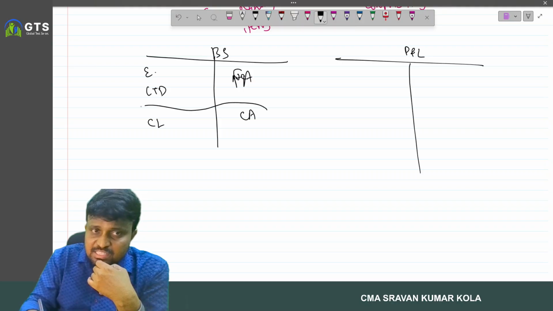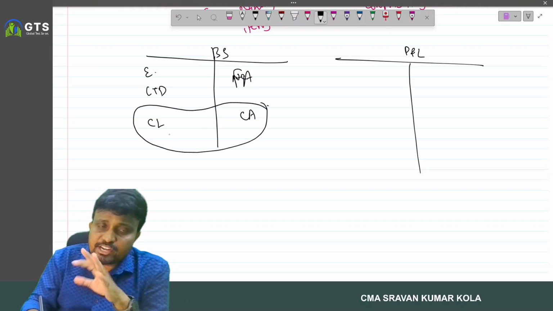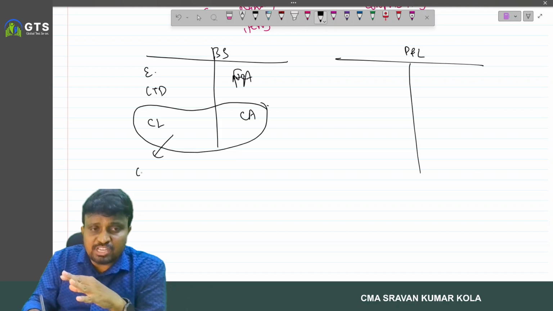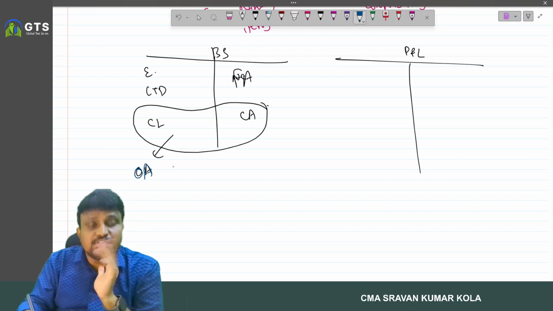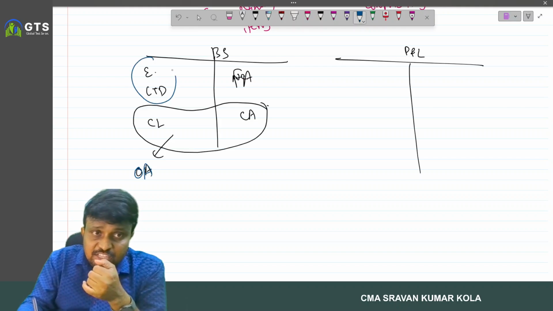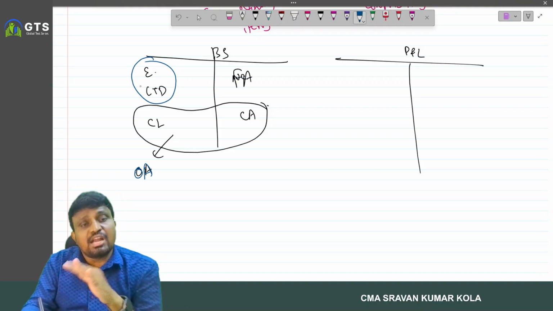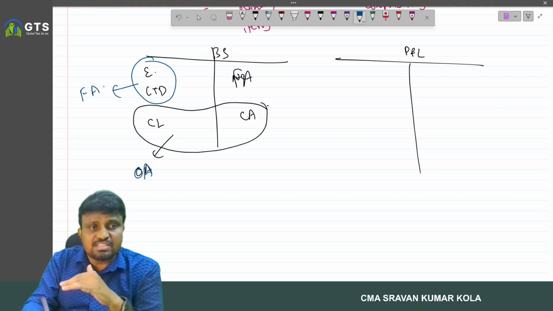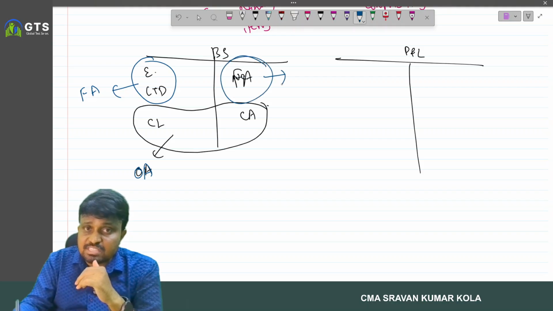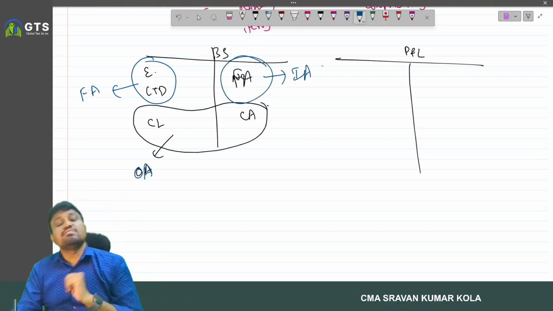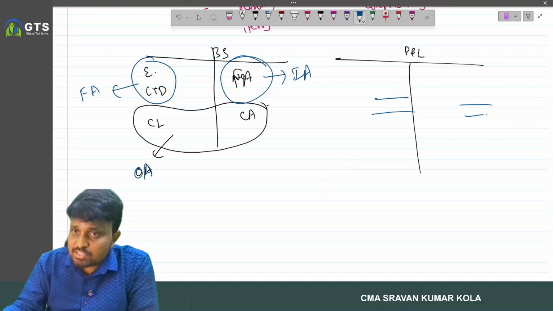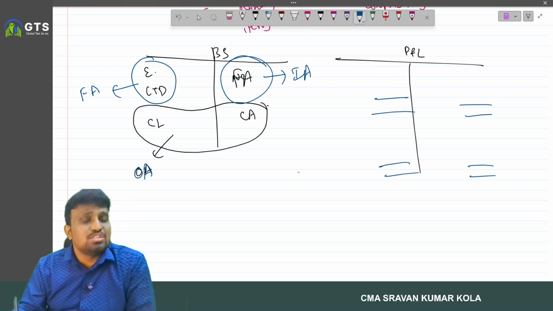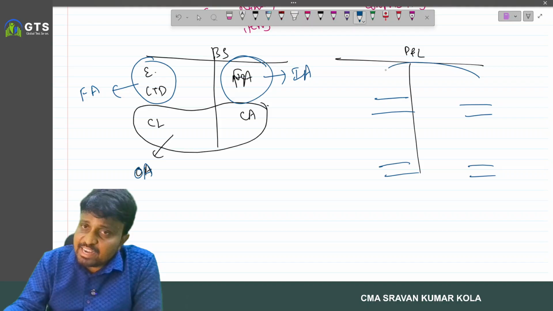And in this case, transactions relating to the current assets and current liabilities are covered under operating activity. Transactions relating to this are covered under what? Operating. Transactions relating to the equity and long-term debt are covered under what? Financing activity. And fixed assets related transactions are covered under what? Investing activity.